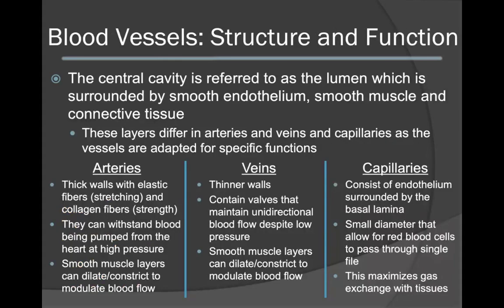We are now going to examine the structure and function of blood vessels. Blood vessels will have a central cavity that we call the lumen. This lumen will then be surrounded by smooth endothelium, smooth muscle, as well as connective tissue. However, these layers will differ in arteries, veins, and capillaries, which will reflect their specific adaptations for their functions.